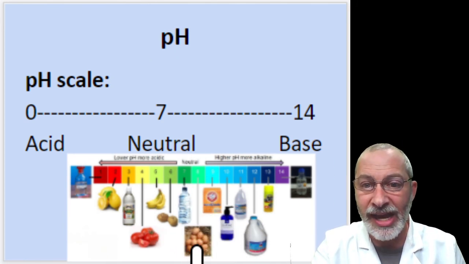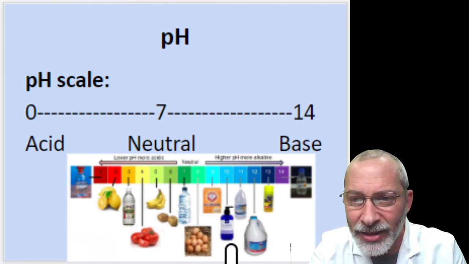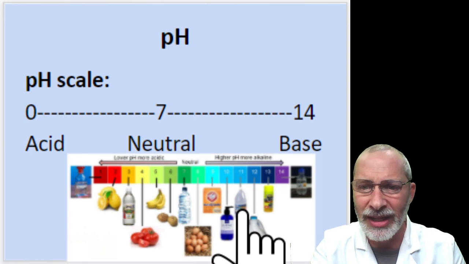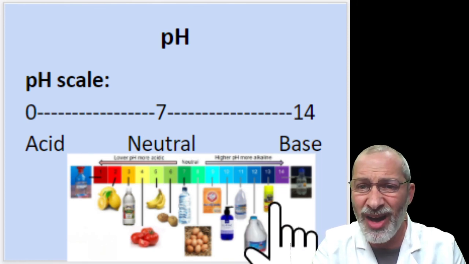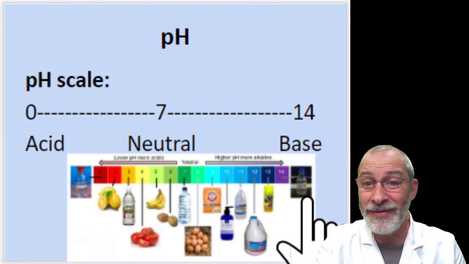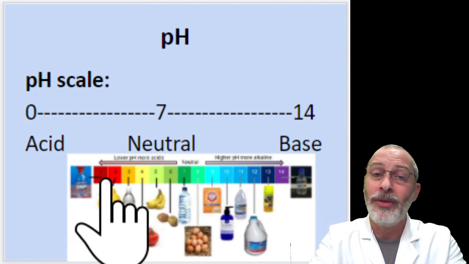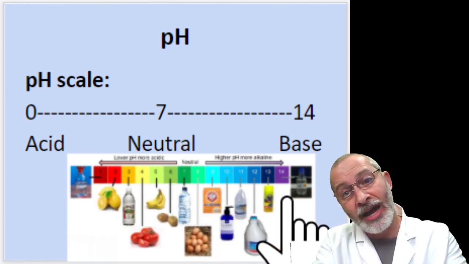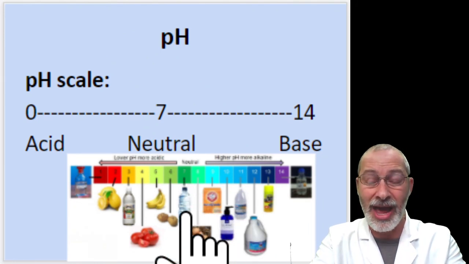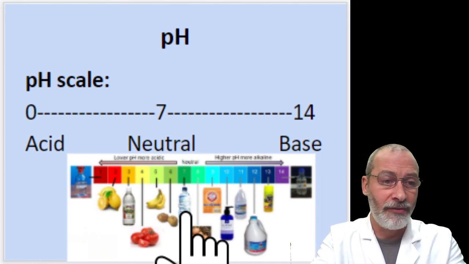Then we've got eggs, pH of 8, baking soda, 9, hand soap is 10, ammonia is 11, bleach, 12, oven cleaner, 13, and sodium hydroxide, 14. That's a pretty strong base. Again, the lower the number, the more of an acid it is. The higher the number on the pH scale, the more of a base it is. And right smack in the middle is neutral, having a pH of 7.